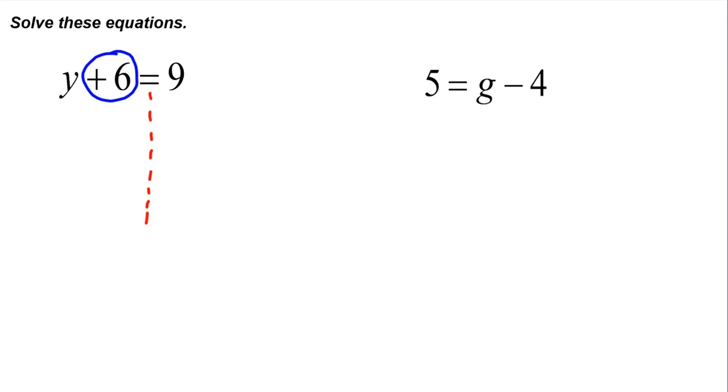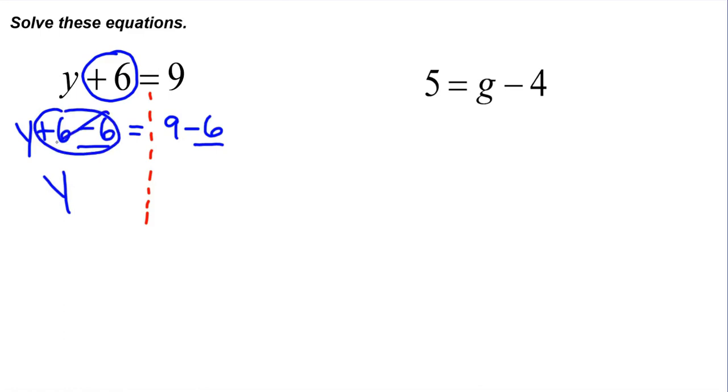This is what's happening to y: y plus 6. Well, what's the opposite of adding 6? Subtracting 6. So if I do y plus 6 minus 6, these two would cancel each other out. Well, what I do to one side, I have to do to the other, so I have to subtract 6 from the right-hand side as well. So you can see I've done the same thing to both sides, taking 6 away. So y plus 6 minus 6 is just y, because this becomes 0. So y equals 9 minus 6, which is 3.